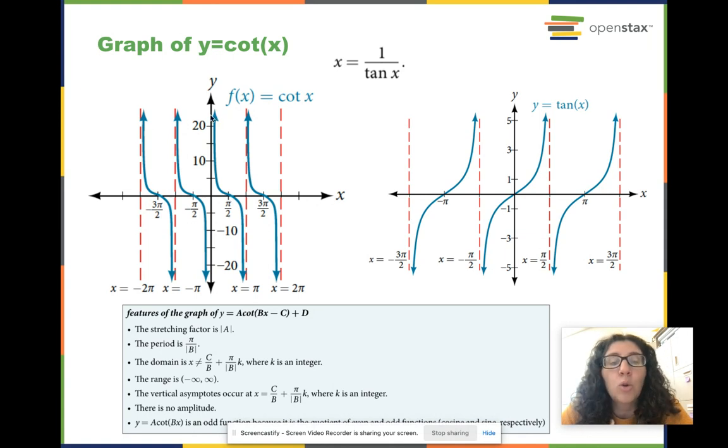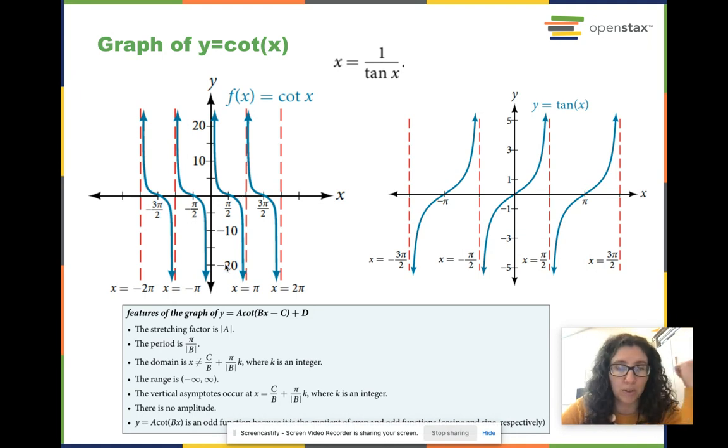Okay, so cotangent looks pretty similar, but it goes the other way, right? I don't know which way on the video it's going to look, but this starts low and goes high as you go from left to right. This one starts high and goes low. The period is still pi. So tangent goes from negative pi halves to pi halves. Cotangent goes from 0 to pi. Okay, so it's the same period, but it's shifted over.